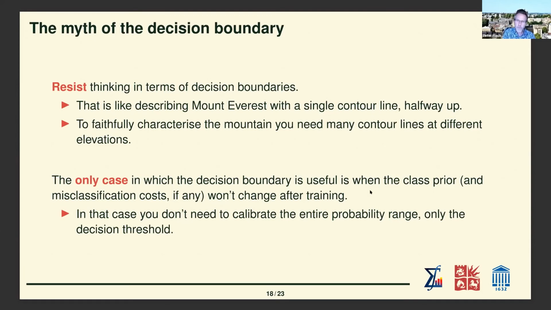But if you don't know this in advance, if things can change, if class distribution can change, if misclassification costs can change, then basically you want to calibrate all possible future decision boundaries in advance. And that's really what we've been talking about. So there isn't one decision boundary. There are infinitely many of them, similar to Mount Everest having infinitely many contour lines at infinitely many elevations. So that's the first point I wanted to make.